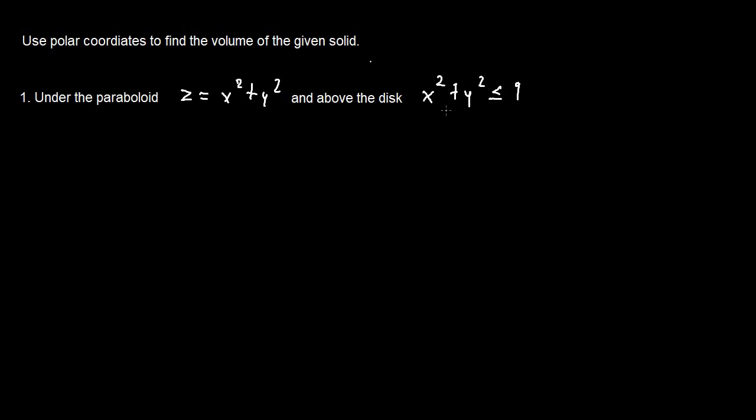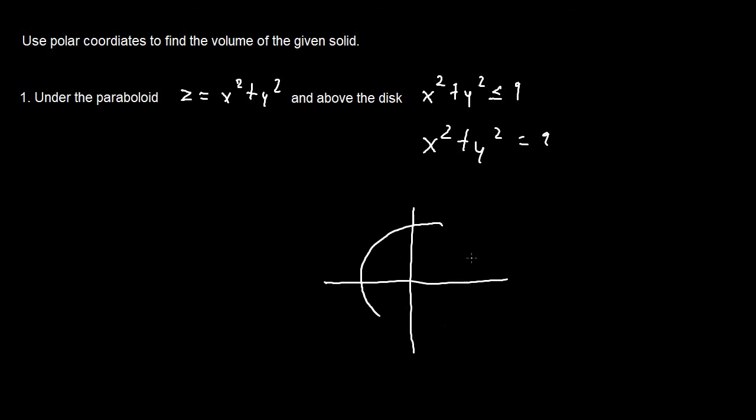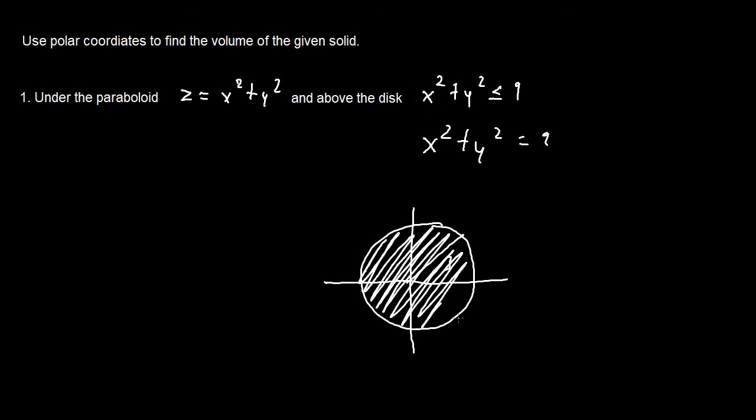Now we have x squared plus y squared is less than or equal to 9, but I'm going to first start by drawing out x squared plus y squared equals 9. So that's obviously just a circle with a radius of 3. But it's telling us that x squared plus y squared is less than or equal to 9. So we're basically looking for the shaded region that is everywhere inside of the circle.